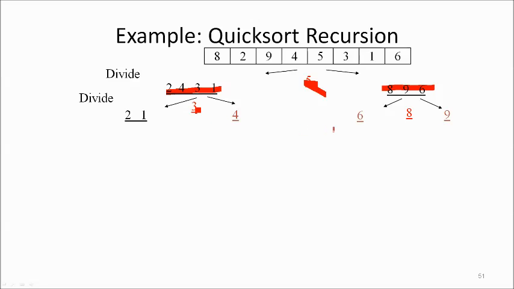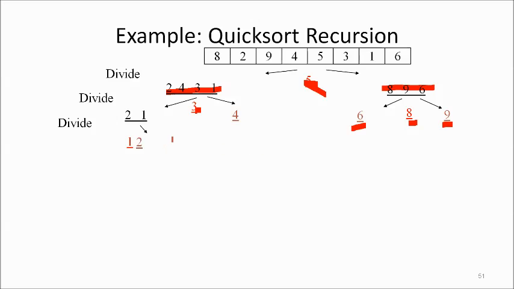Next, moving on to the next set. What is our pivot? Our pivot is 8. Okay? So for the pivot 8, what is the lesser element? This is 6. The element that is greater than the pivot 8 is 9. Okay? Next, divide it again.